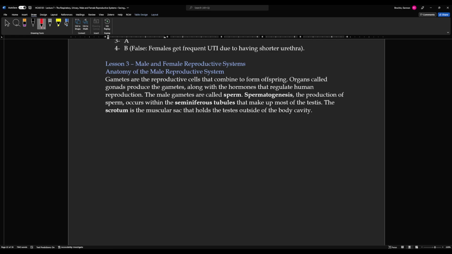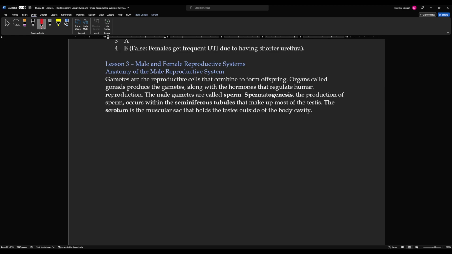The male system is also relatively simple in comparison to the females. Spermatogenesis is the term given for the creation of sperm, and this occurs in the seminiferous tubules of the testes. The testes are primarily made up of seminiferous tubules, but there are some other structures in there. There's a couple muscles. There's a cremaster muscle, which helps regulate the temperature of the testes by withdrawing or allowing them to extend.